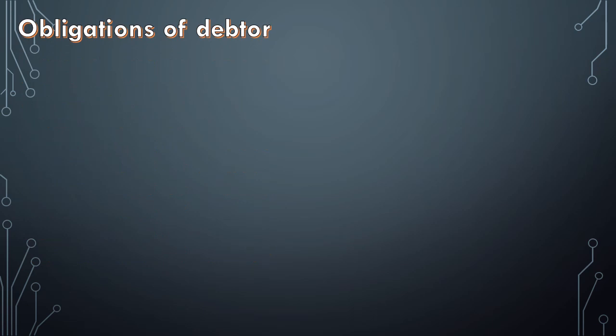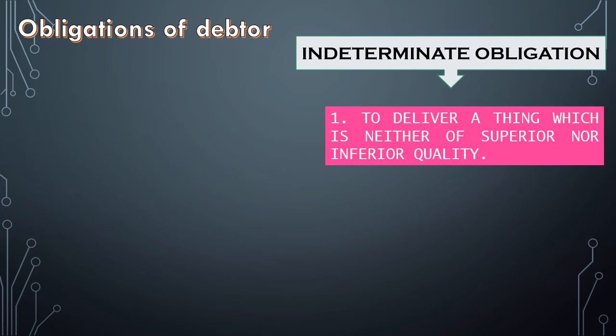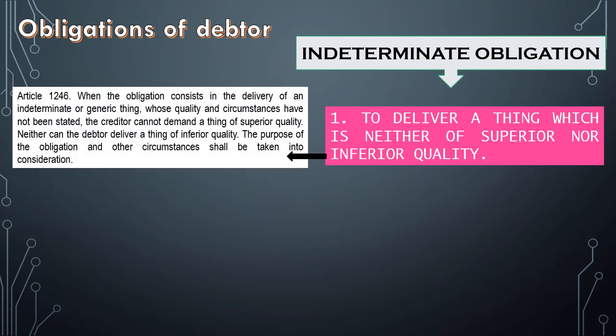How about the obligations of the debtor if the thing involved is indeterminate or generic? Here, the debtor has the obligation to deliver a thing which is neither of superior nor inferior quality. Your basis is your Article 1246. When the obligation consists in the delivery of an indeterminate or generic thing, the creditor cannot demand a thing of superior quality. Neither can the debtor deliver a thing of inferior quality.